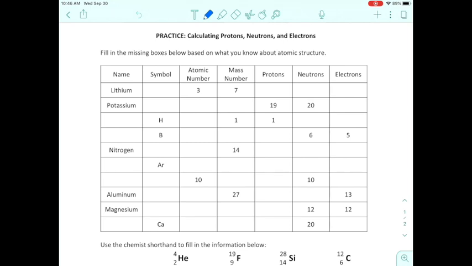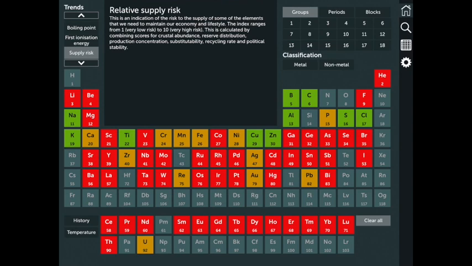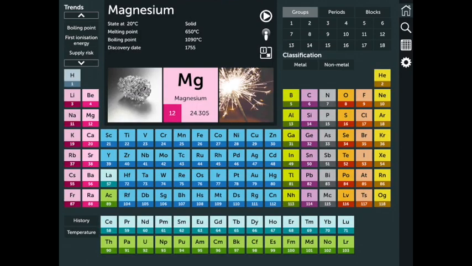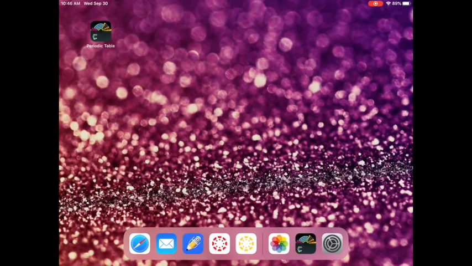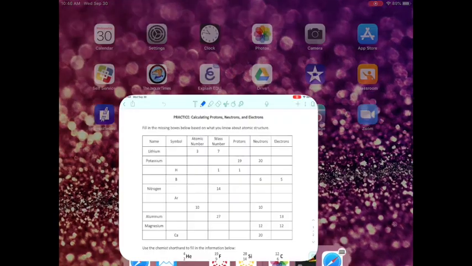So we need our information that we learned in the notes, and you're also going to need a periodic table. So I downloaded this periodic table app from self-service. It's in there for you. It's just called Periodic Table HCSD, so make sure you have that downloaded. Okay, so let's go back to Notability here.